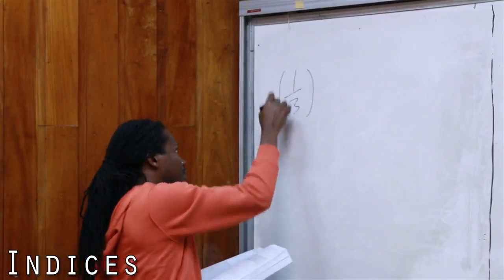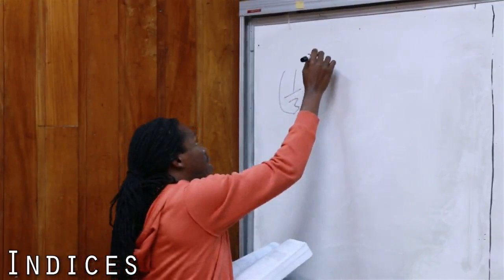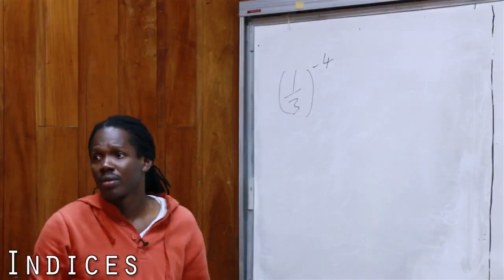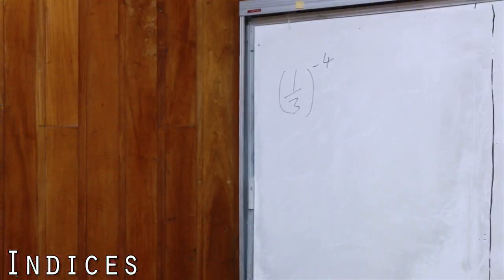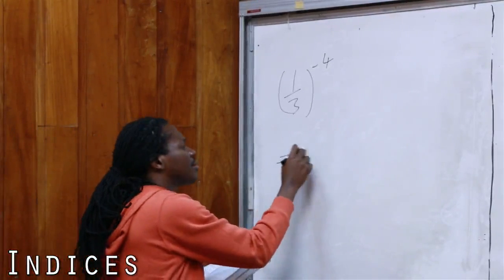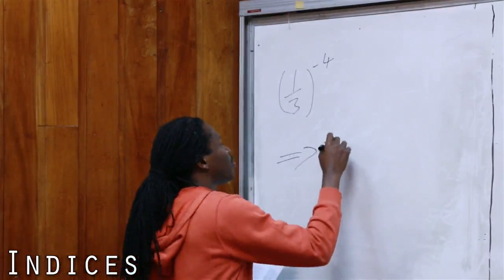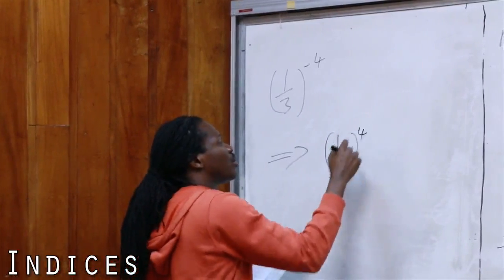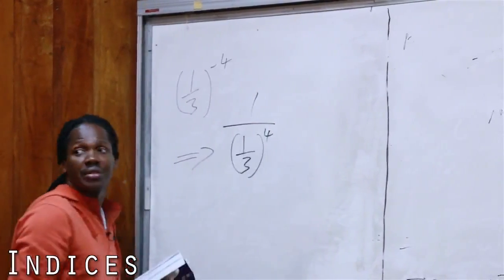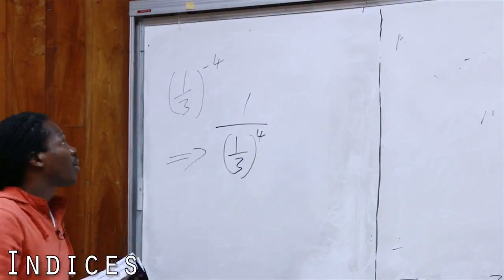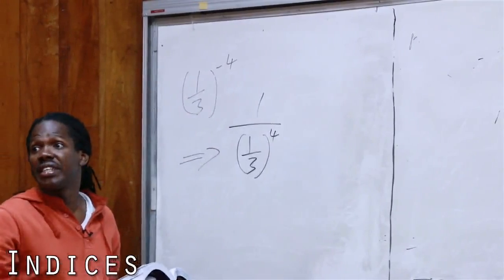One over three, to the minus four. What does that mean? When you see a negative index, what happens? When you see a negative index, you put the thing, 1 over 3, raised to the power, and you put 1 over it. When you see a negative, you put 1 over the thing.